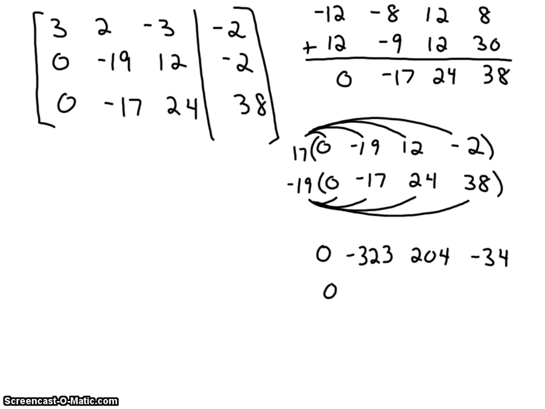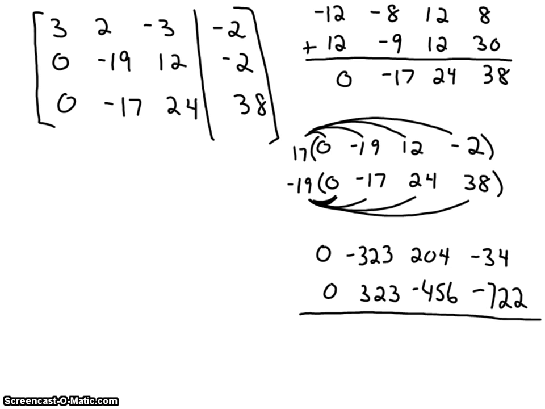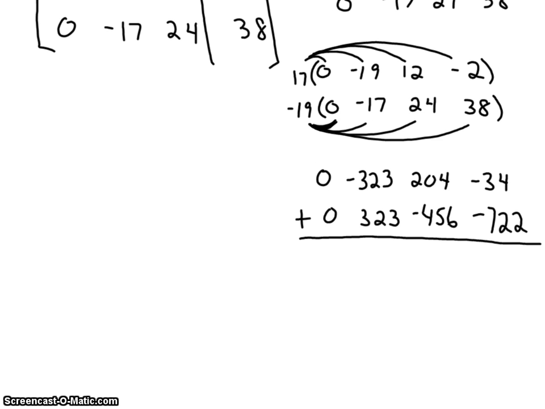-19 times 0, 0. So now I'm working on the second equation. -19 times -17, +323. See, those will go away. -19 times 24, -456. -19 times 38, -722. Okay, I did not do those in my head. I did those with a calculator earlier on. So you can pause and verify that those calculations are correct. Use a calculator to help you work this out.